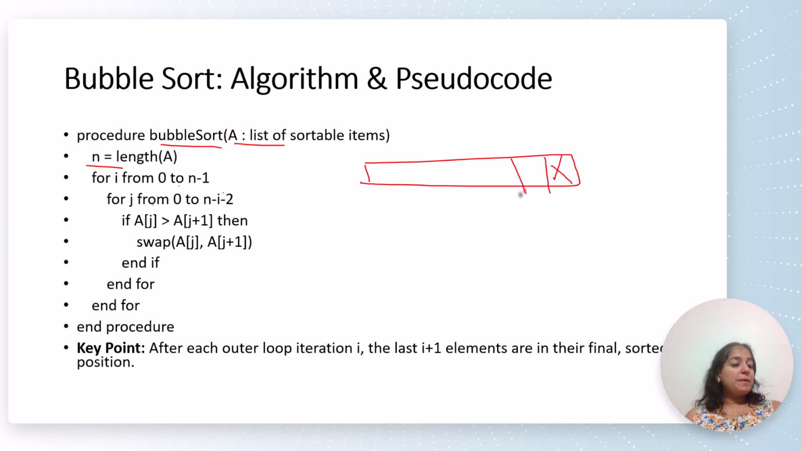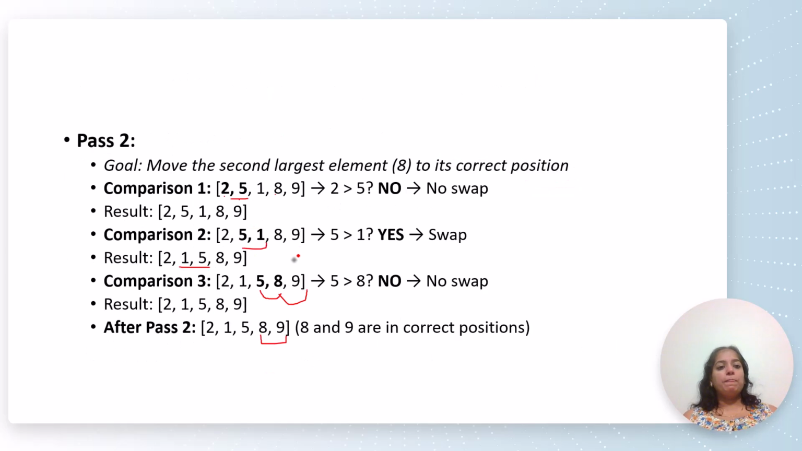Then after the next pass, this element is at its correct position, so we do not need to compare it. So every time I'm going to subtract that one. If the elements are not in correct order, swap them. So that is the simple loop, right? Simple algorithm for the bubble sort.